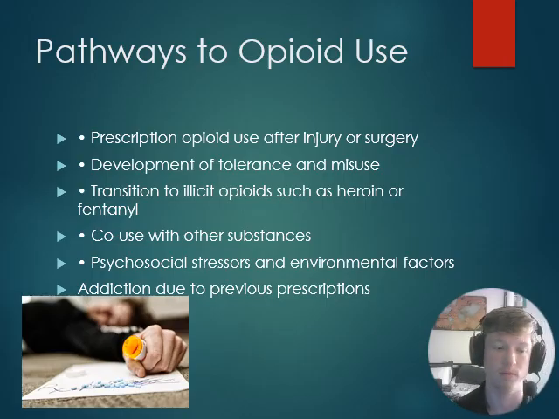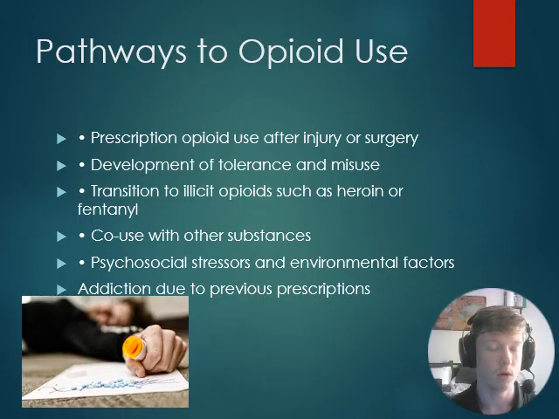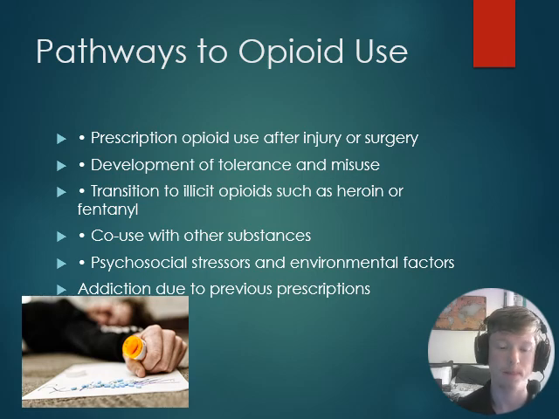Another common one is development of tolerance and misuse. So these are people who will say they take narcotics daily and they eventually hit a point where their body no longer gets the high that they felt previously from whatever dose they were using. So they continue to increase and increase and increase and buy more, buy more, buy more until they finally hit the point where they use those narcotics one time, and unfortunately that's the time that they do overdose.